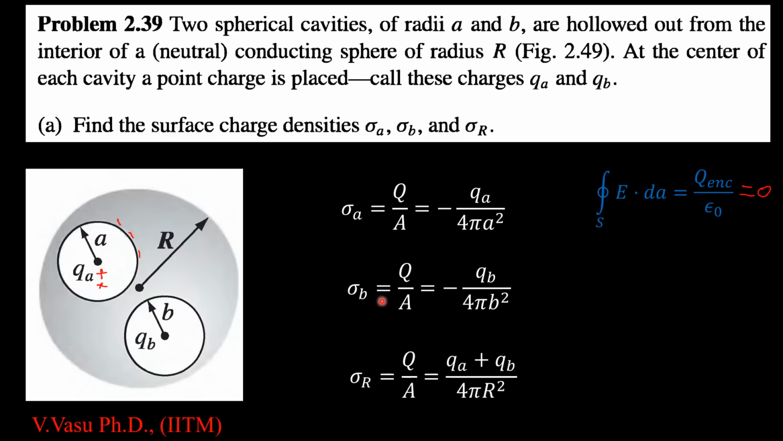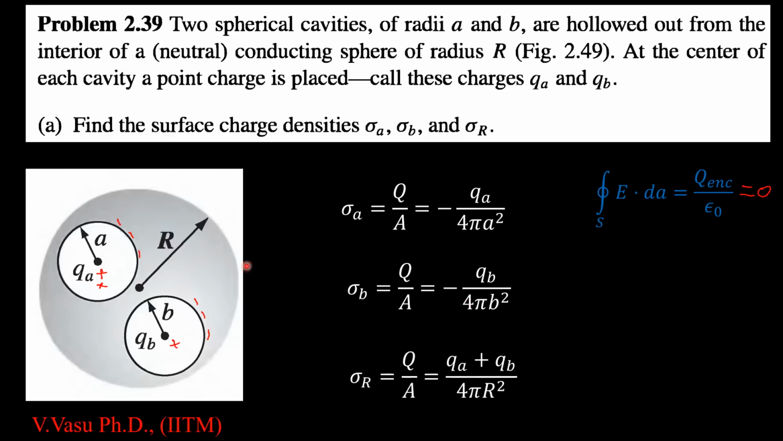In a similar manner, sigma b is equal to minus Qb over 4 pi b squared. Here also you have a positive charge Qb, which will induce a negative charge at the surface. So both get cancelled, and naturally this also will be minus Qb over 4 pi b squared.